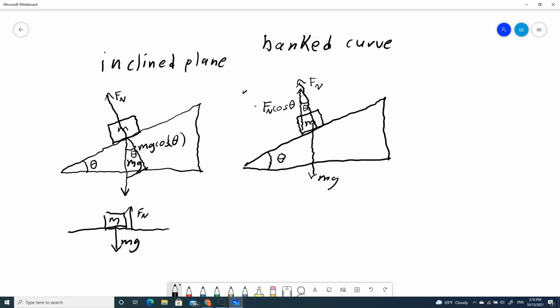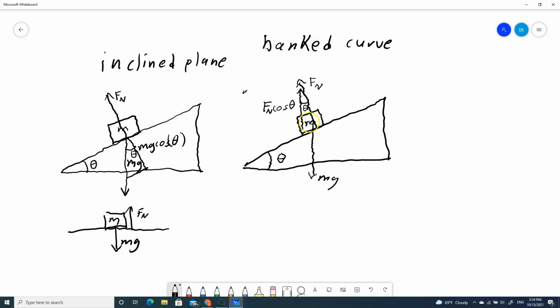That's because this object is not moving. Therefore, the vertical forces cancel out. Unlike, let's say, in the previous example with this inclined plane where the object starts sliding down because the force normal is no longer sufficient to oppose the mg below. In this case, the force normal is sufficient because its vertical component cancels out with mg. So F_N cosine theta equals mg.